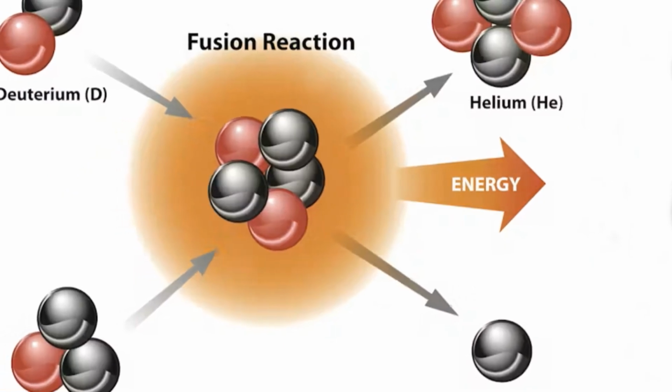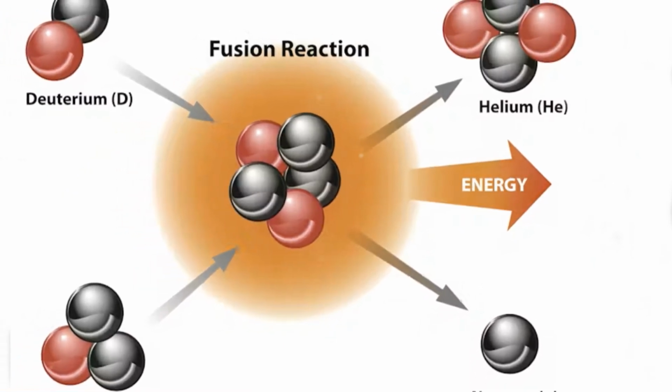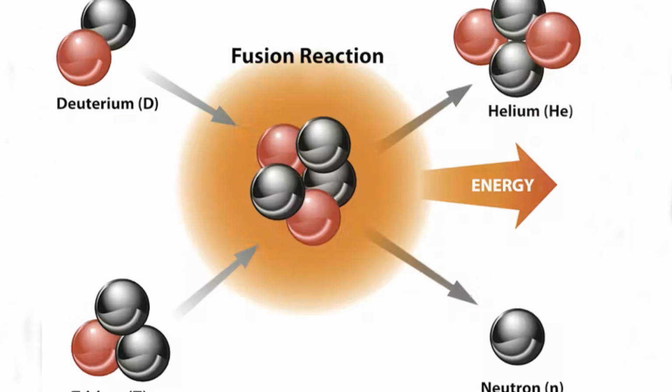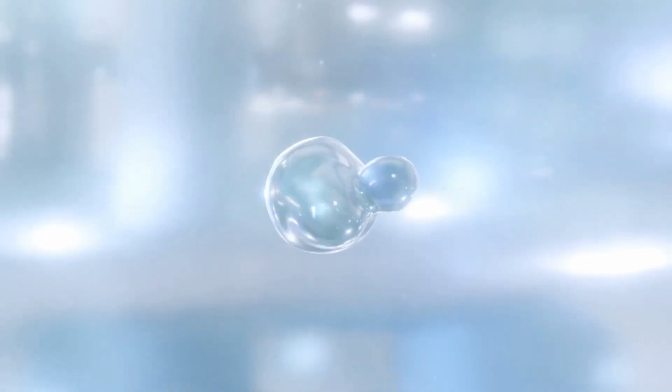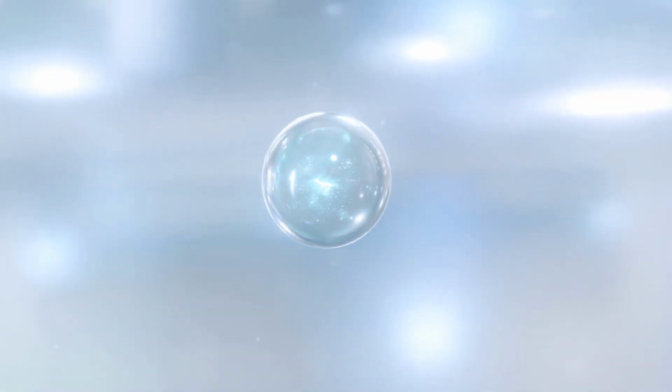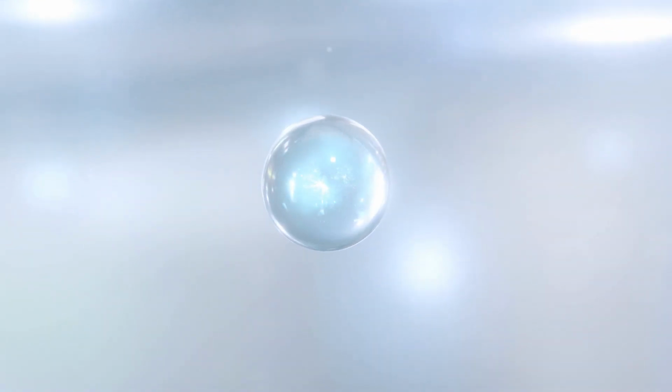Fusion, on the other hand, is the process of combining light nuclei such as isotopes of hydrogen into a heavier nucleus. Think of combining droplets of water. They merge into a larger drop, releasing a tiny amount of energy. Fusion in stars combines hydrogen nuclei into helium, releasing the energy that powers the sun.